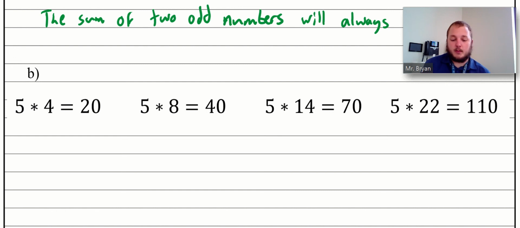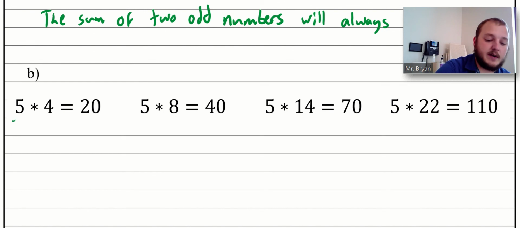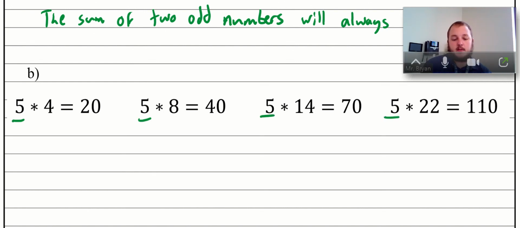Okay, so for part B, we have these here. 5 times 4 is 20, 5 times 8 is 40, 5 times 14 is 70, and then 5 times 22 is 110. So we have these equations. We're trying to figure out what's the pattern here. Well, notice one pattern that we see, something that's similar in all the problems, is we're multiplying 5 by something every single time.